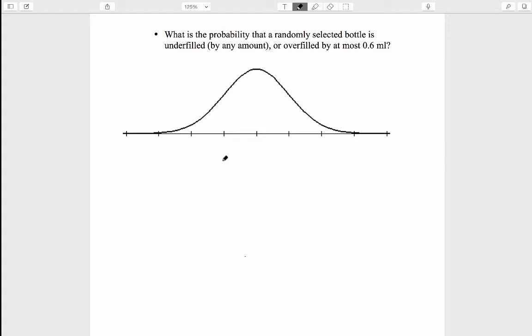One more example before we move on. What is the probability that a randomly selected bottle is underfilled by any amount, or overfilled by at most 0.6 milliliters?